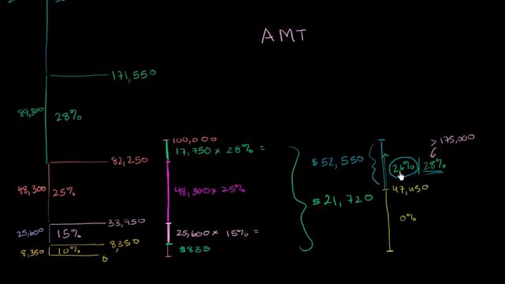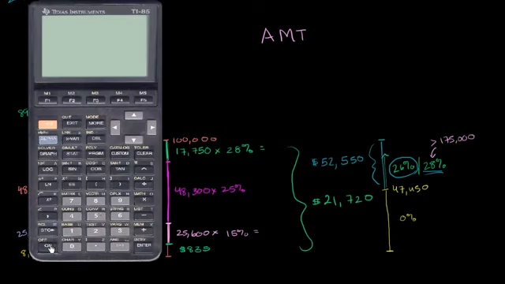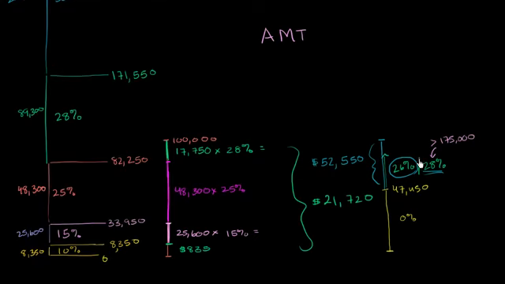So this person has to pay 26% of 52,550, which is 0.26 times 52,550. That gives 13,663. So 13,663 is equal to 52,550 times 26%. So this would be the alternative minimum tax calculation, this 13,000.